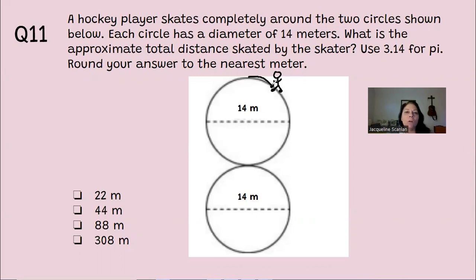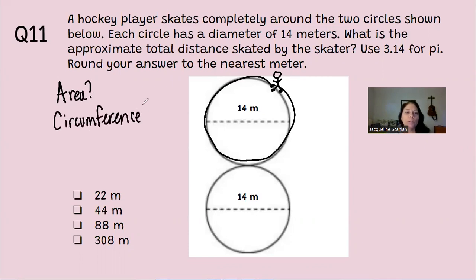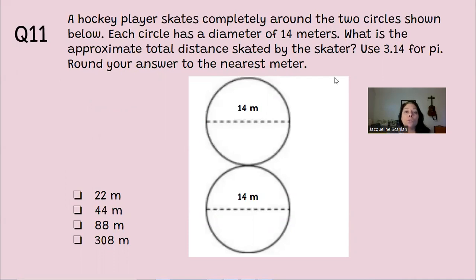If he skated all the way around this circle, what would we be finding? Would we be finding area, or would we be finding the circumference? Took me longer to write it than hopefully it took you to answer it. The correct answer is circumference is the distance around a circle, so we are dealing with circumference. So we are being asked to find the circumference of these two circles.